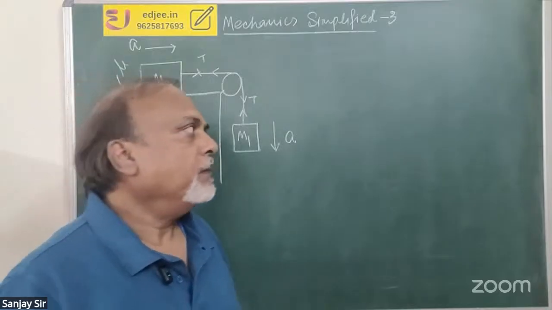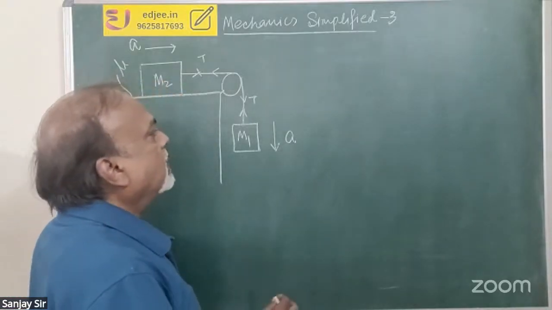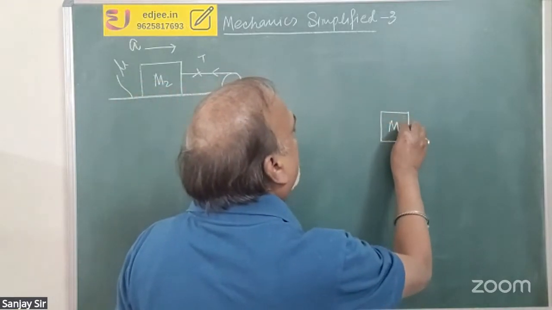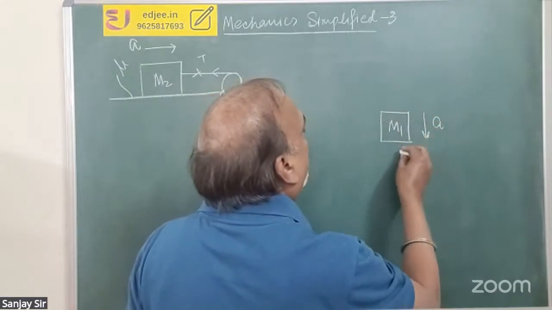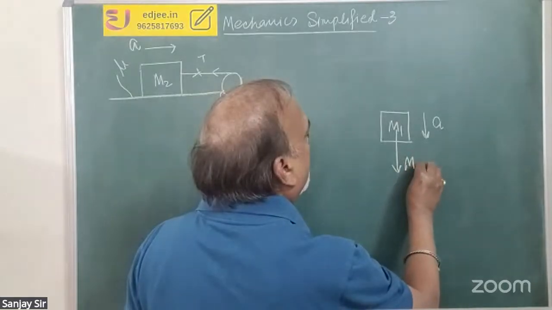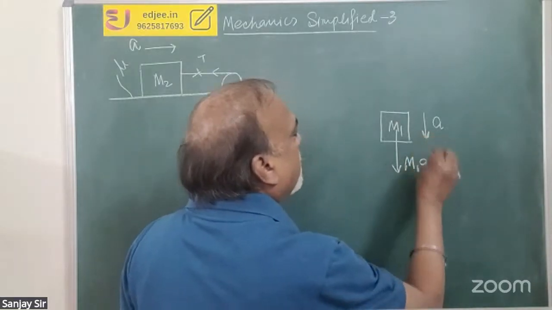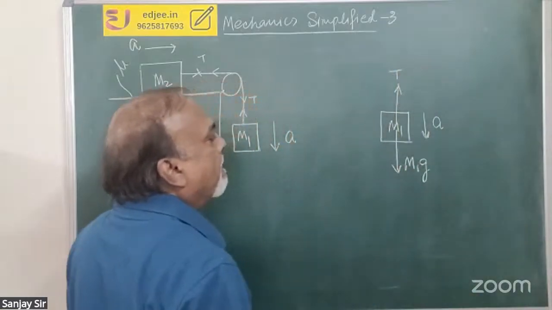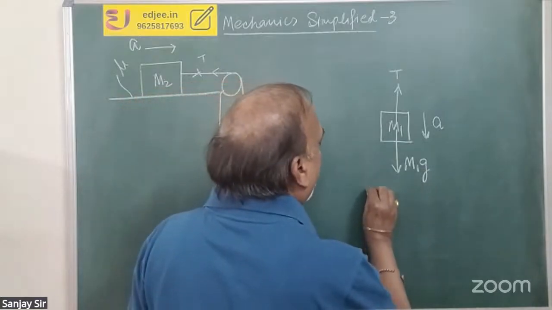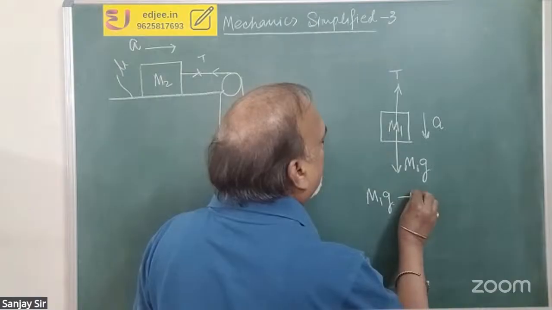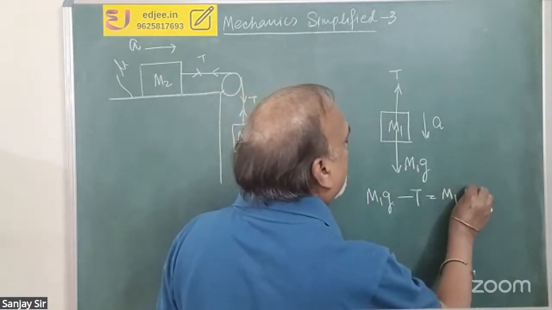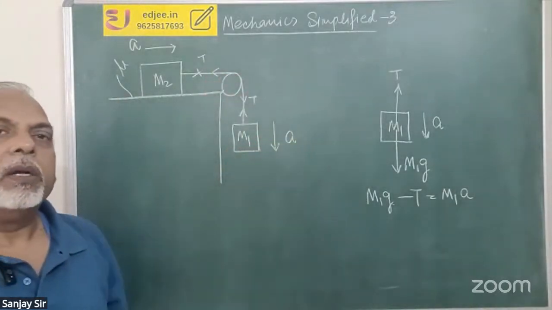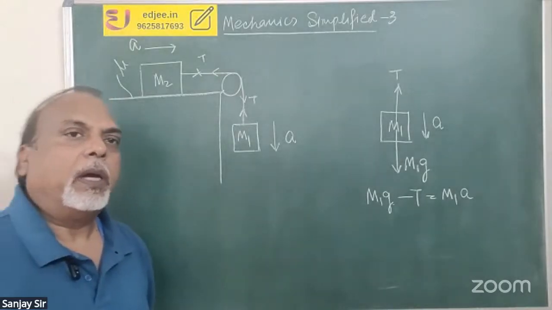Correct? So let us suppose this is your M1, it is moving with acceleration A, there will be M1 G and there will be tension. So here, basically M1 G is more than your tension, that's why it is moving downwards. Correct?